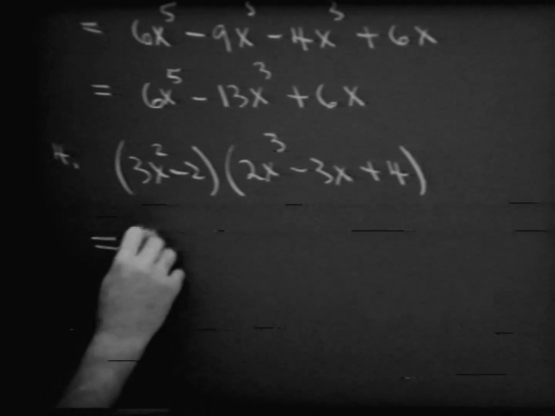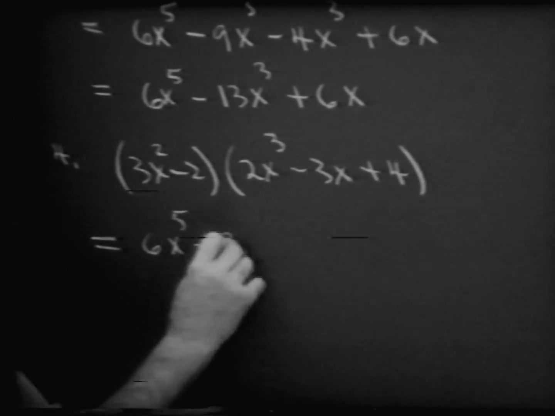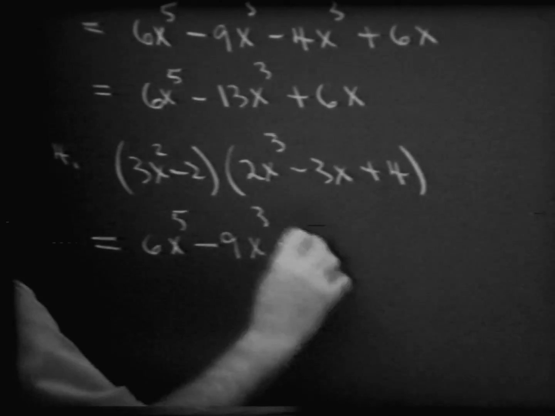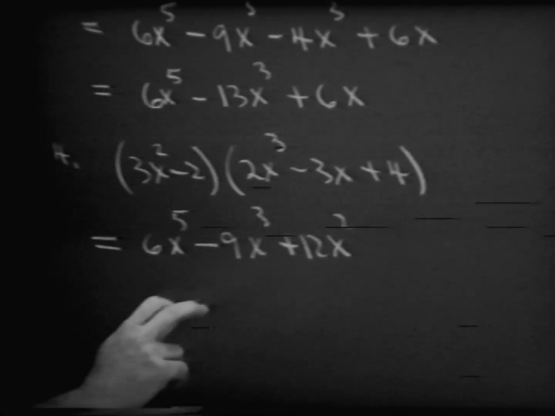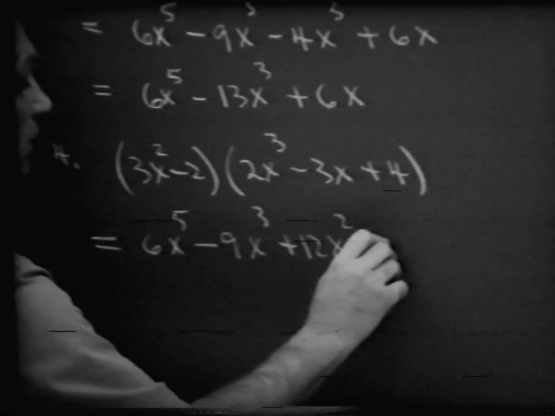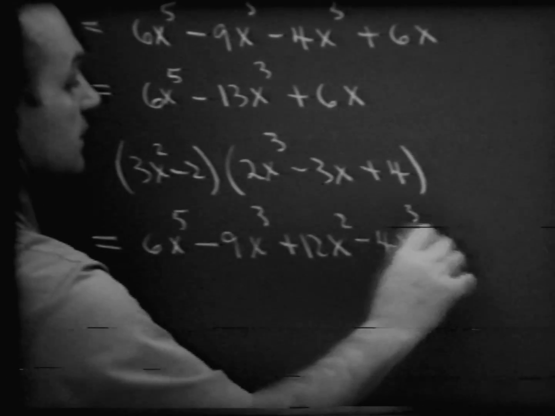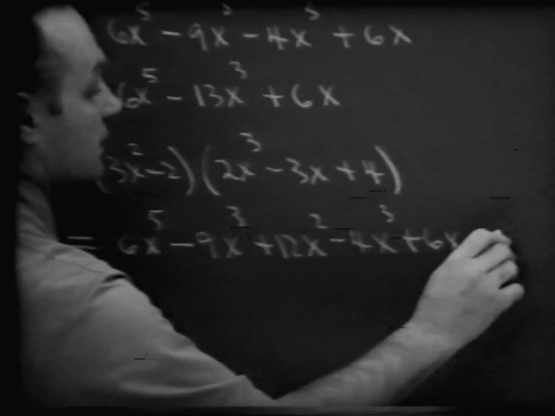6x to the 5th minus 9x cubed plus 12x squared. Does everyone agree with that? All right, keep going, and then you still have minus 4x cubed plus 6x plus minus 4 minus 8.